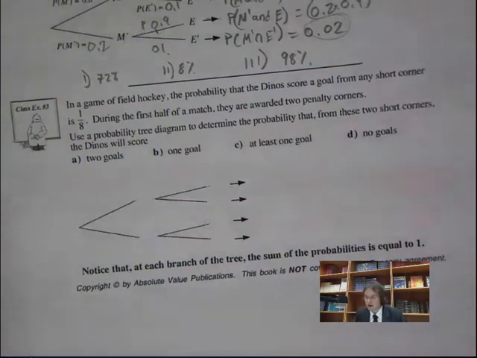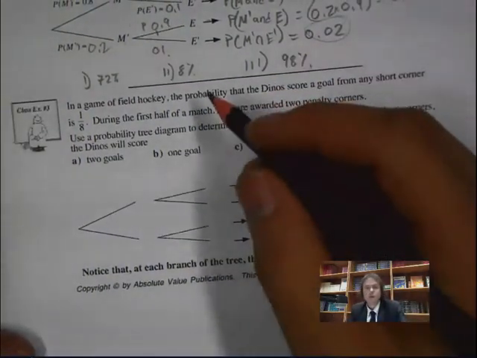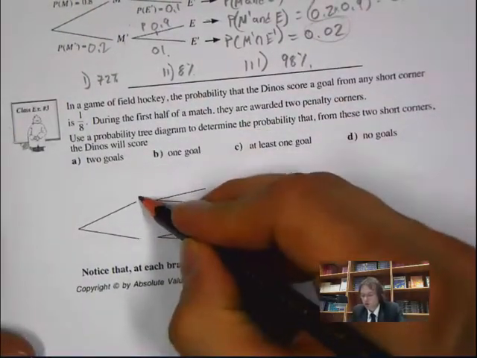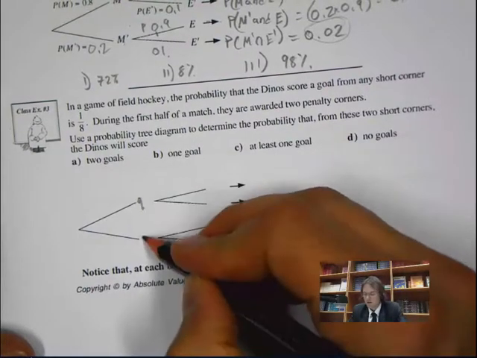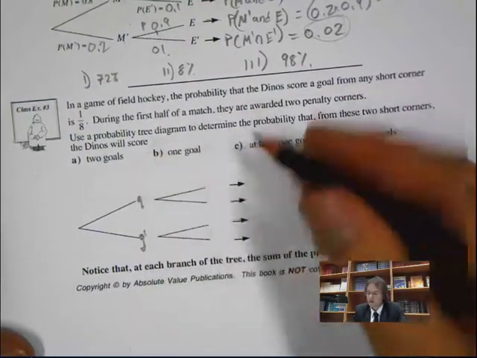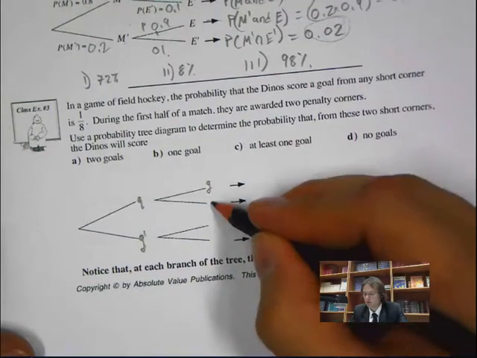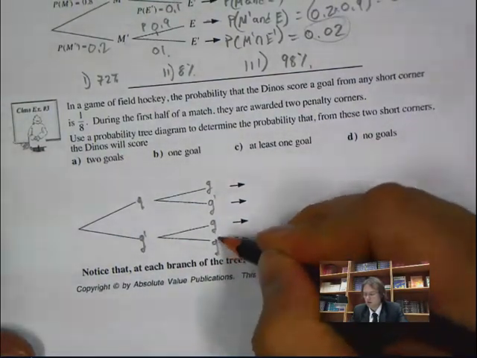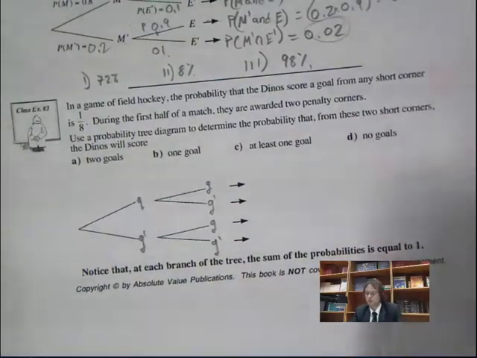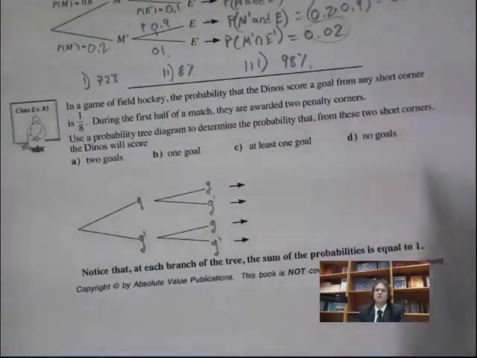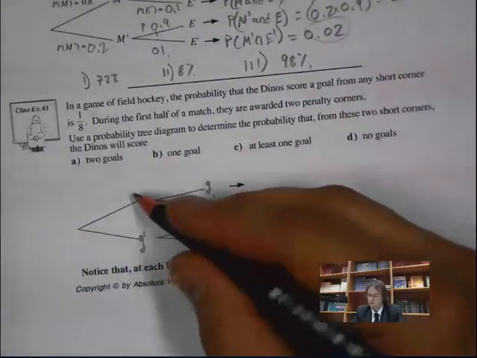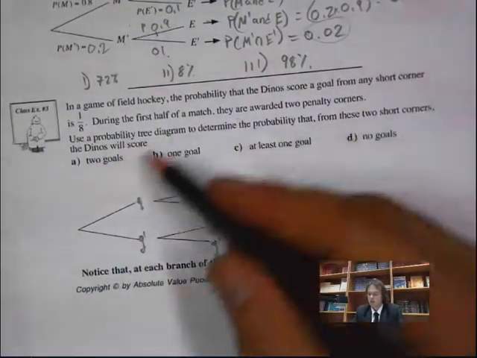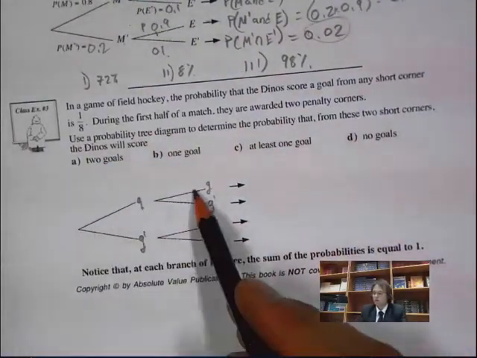So we have the first one is probability of goal, and then probability of not a goal. And then here we have probability of goal, not a goal. We can either score or not score, right? I just said goal or not goal. Okay, the dash represents the not. So what is the probability of getting 2 goals? That's only going this way.